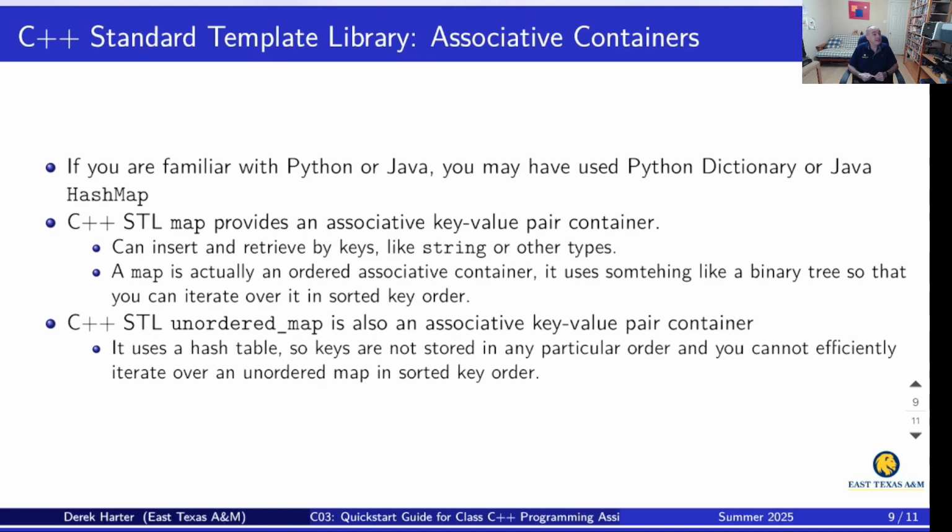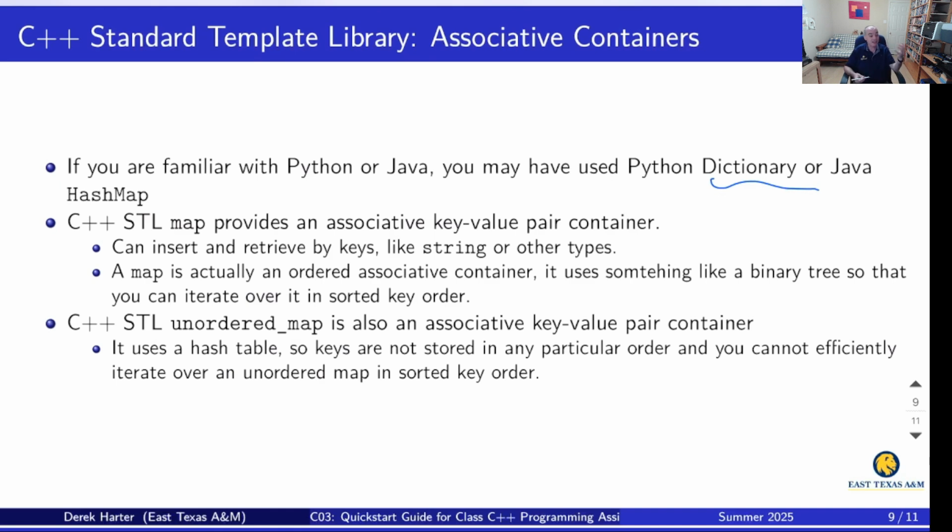Okay, and for the next example, let's look at associative containers. If you're familiar with Python or Java, especially Python, you might have used a dictionary in Python. Java is not quite as well supported, but it does have a similar hash map. Associative containers are key value pairs.